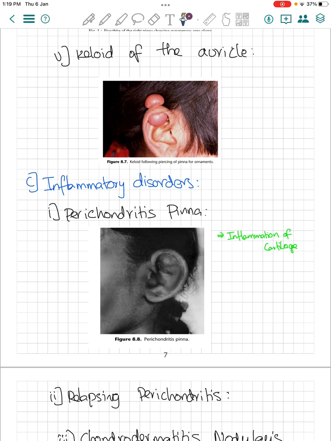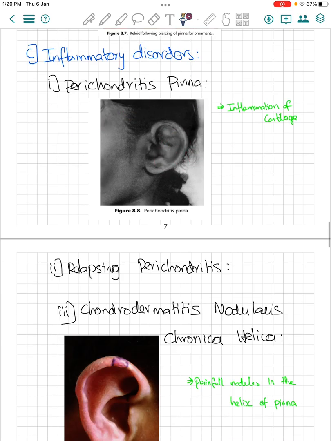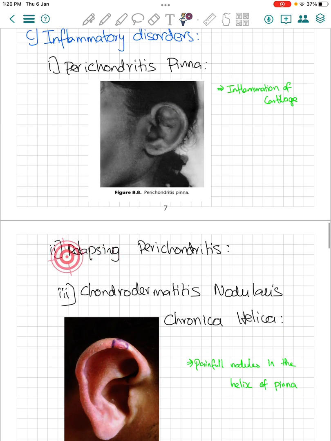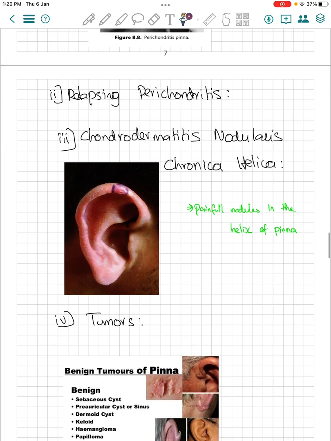Tissue repair and injury, guys. Then inflammatory disorders. Inflammation of the pinna, perichondritis, is the inflammation of the cartilage. There may be relapsing, again and again it's occurring, relapsing polychondritis. There may be chondrodermatitis nodularis chronica helicis. In the helix there will be painful nodules. Okay guys, this is due to an inflammatory condition.